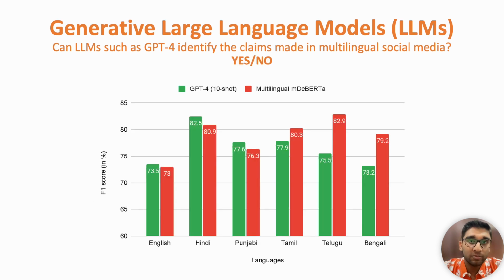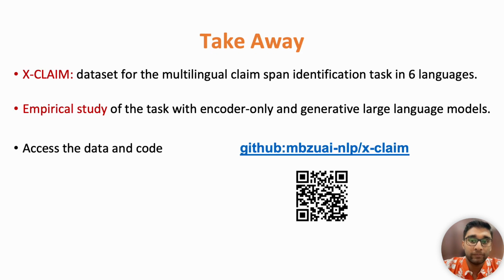Interestingly, when comparing the GPT-4 model with the smaller encoder-only language model, we find that GPT-4 shows competitive performance in high-resource languages like English and Hindi, whereas it lags behind the smaller fine-tuned language model by a significant margin in the low-resource languages like Telugu and Bengali.